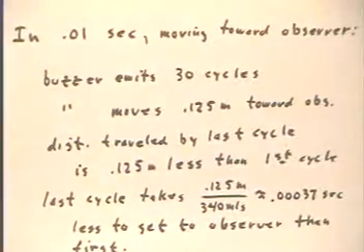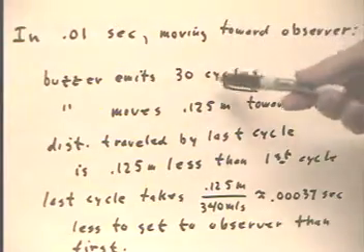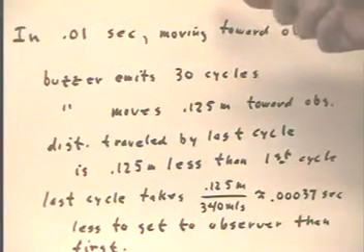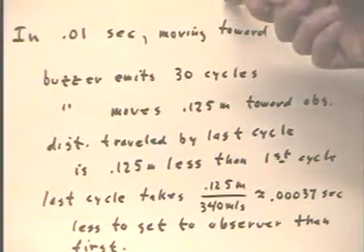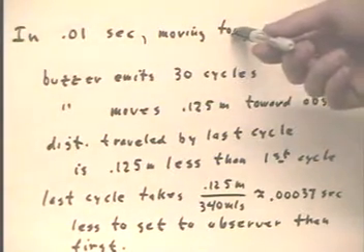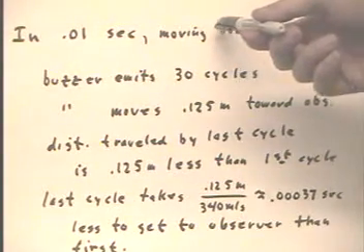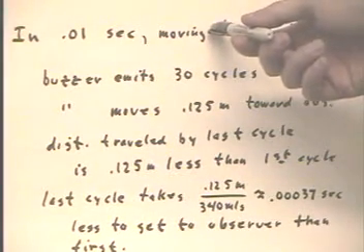Okay? How long does it take the observer to hear the 30 cycles that the buzzer emits between here and here? The first of those cycles is emitted from this position and has to travel all the way from here to the observer. The last is emitted from this position, which is closer to the observer.